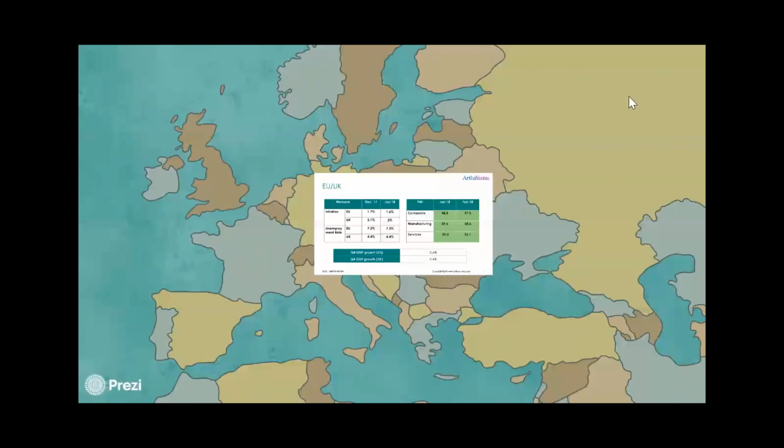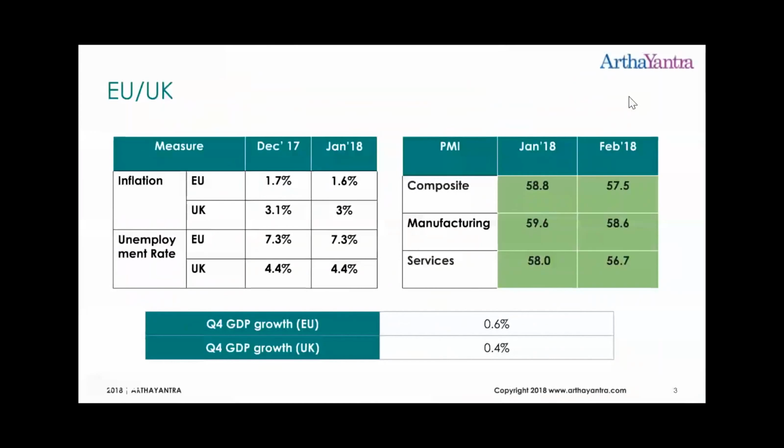The GDP numbers of most of the world were released in the previous month. So we will be looking at the GDP, the economic performance of each of the economies based on the GDP, as well as the PMI and some of the key indicating factors. The GDP of the European Union for the quarter that ended in December 2017 grew at about 0.6%. And similarly, the GDP of the United Kingdom, which is currently in the process of exiting the European Union, stood at 0.4% for the same period.